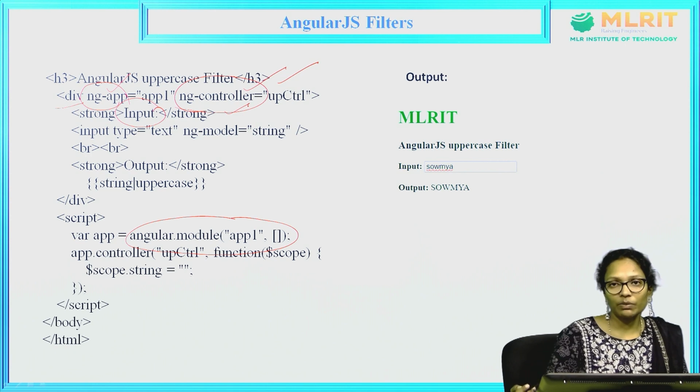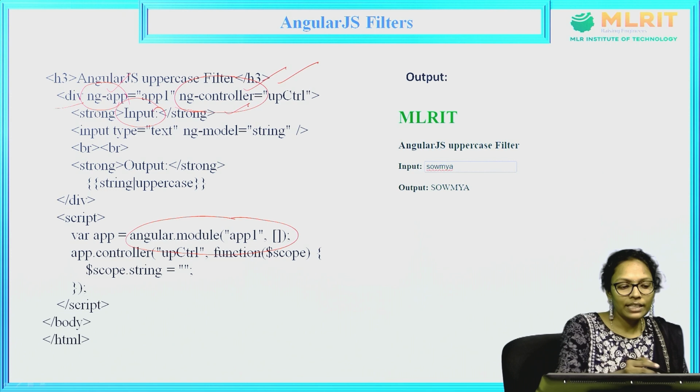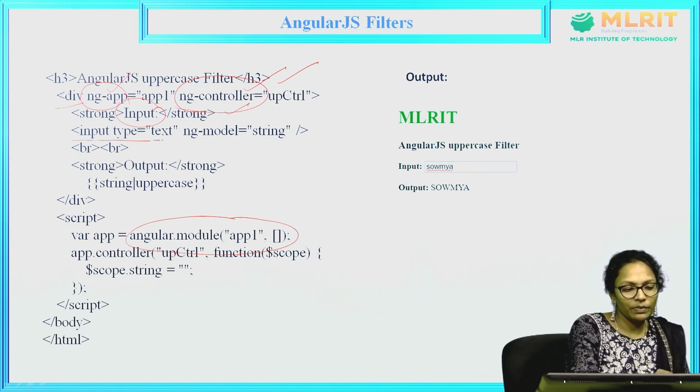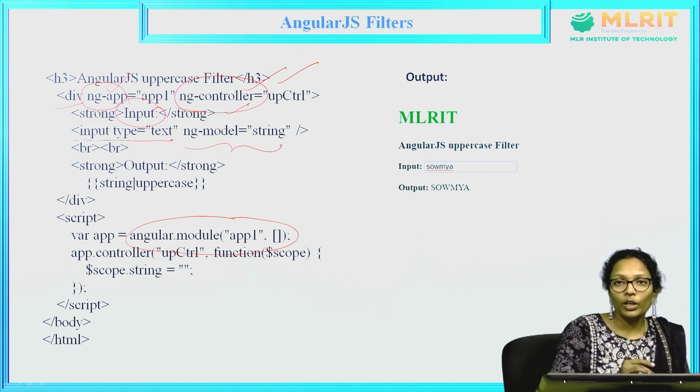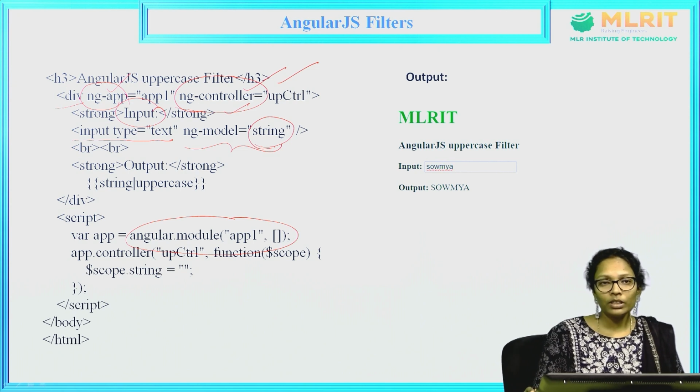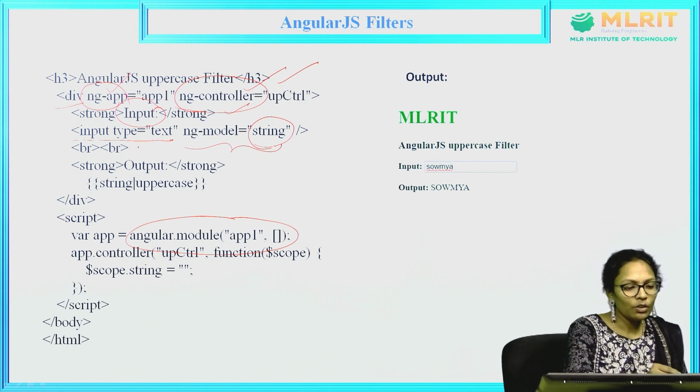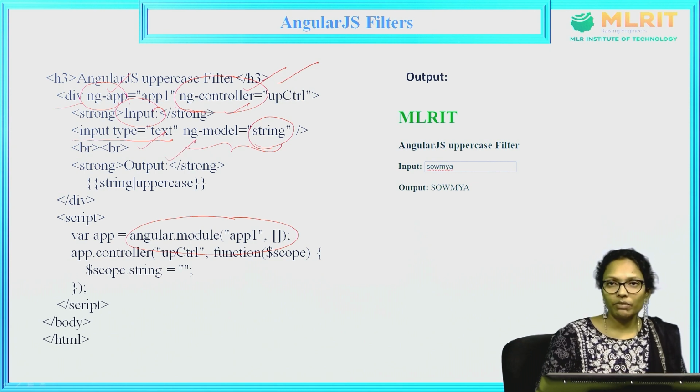In the next line, I am printing the input in strong, meaning it will be printed in bold. What is the input? I am taking the input from the user using a text field. The input type is text, and for this text field I am giving a model name, string. We know the usage of ng-model: it is a directive which binds your AngularJS application with your HTML file. In the next line, you are displaying the output. The input you read from the user within the text field, and the output displays the same input entered by the user.